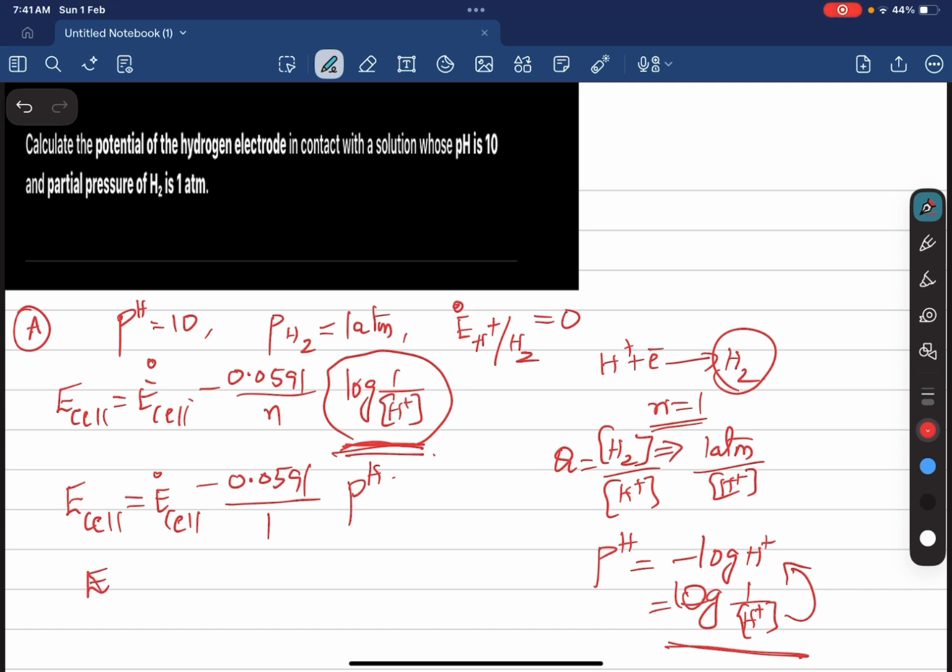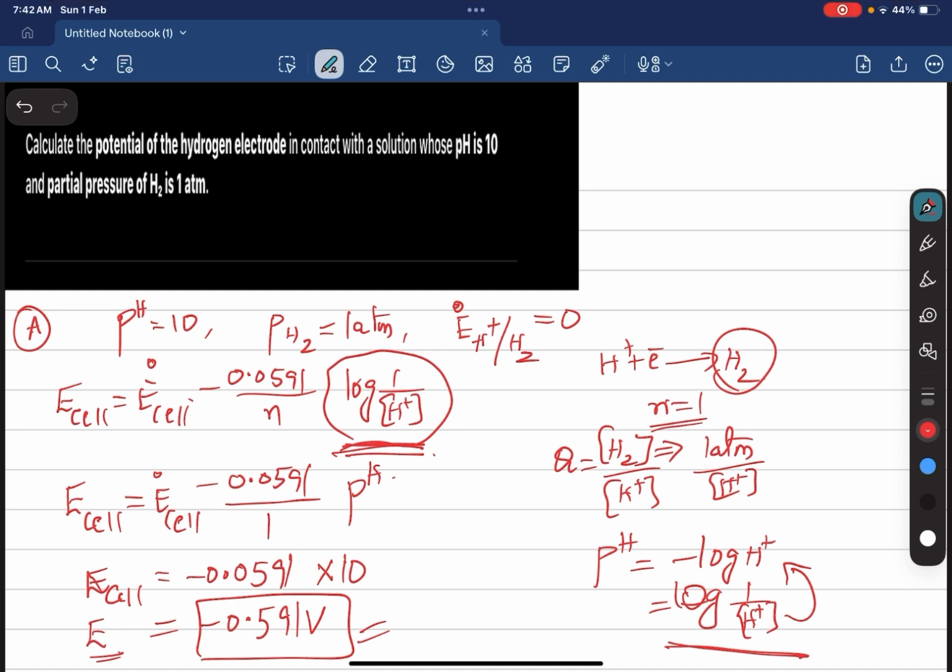So E equals E naught minus 0.0591 into pH, which is 10. Instead of saying E cell everywhere you can write just E. So then what is the result? Minus 0.591 volt. This is the answer for this E, because the E naught cell value will be 0, that is for SHE. Hope it is clear.